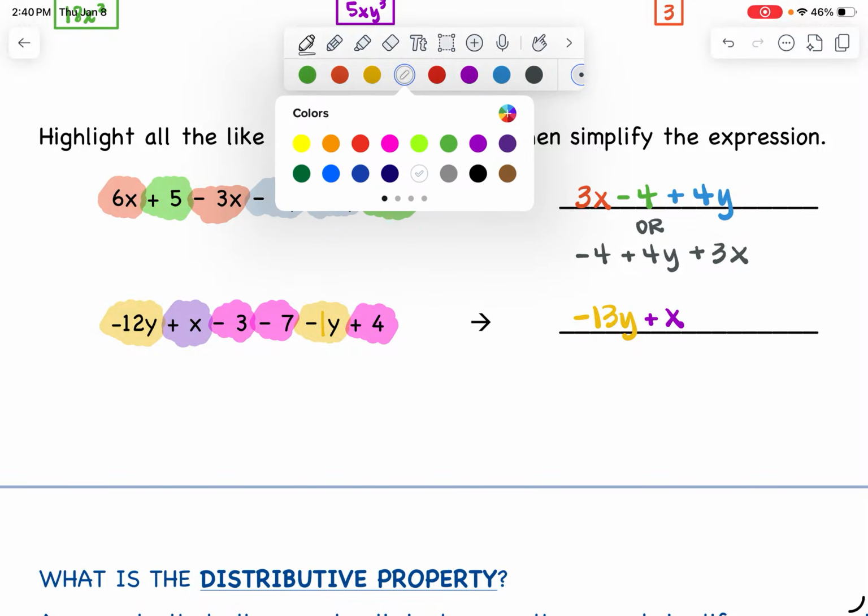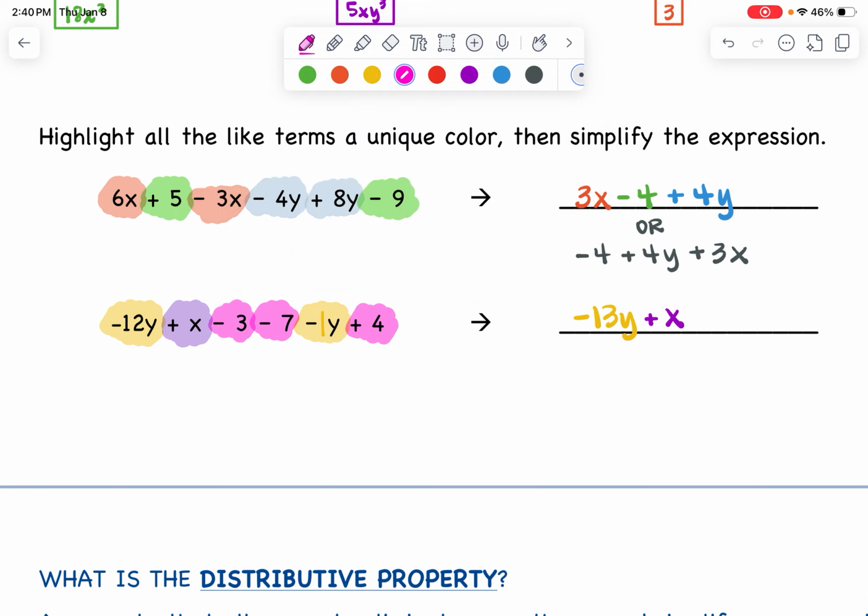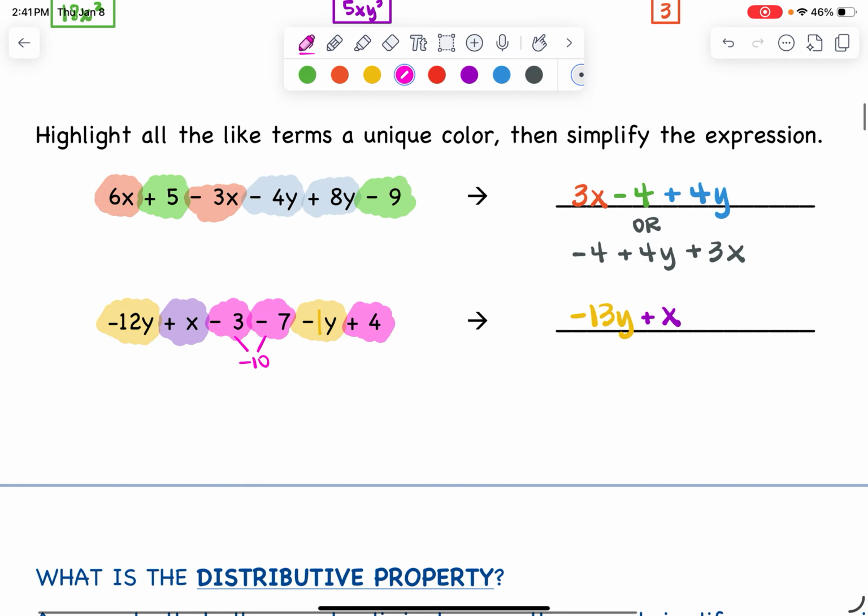You can also have 3 of the same term, or 4 or 5. So in this case, we have 3 constants. You can either put all that in your calculator, or you can just do it in your head. So negative 3 minus 7, that's going to give me negative 10. And then negative 10 plus 4 is going to give me negative 6. So we're just combining all of those constants, and then this would be my final expression.